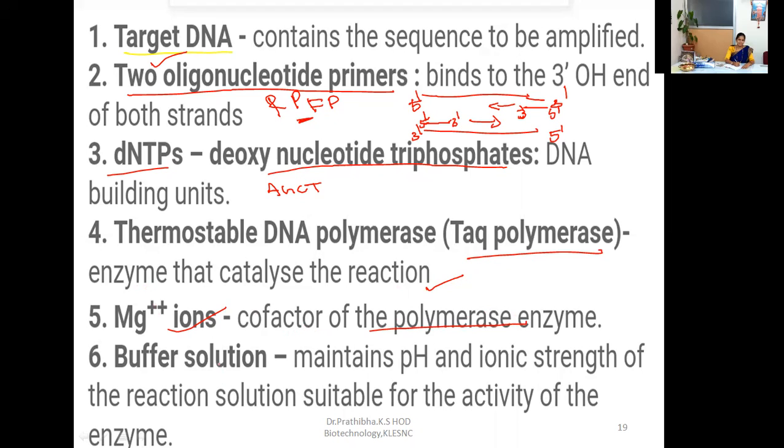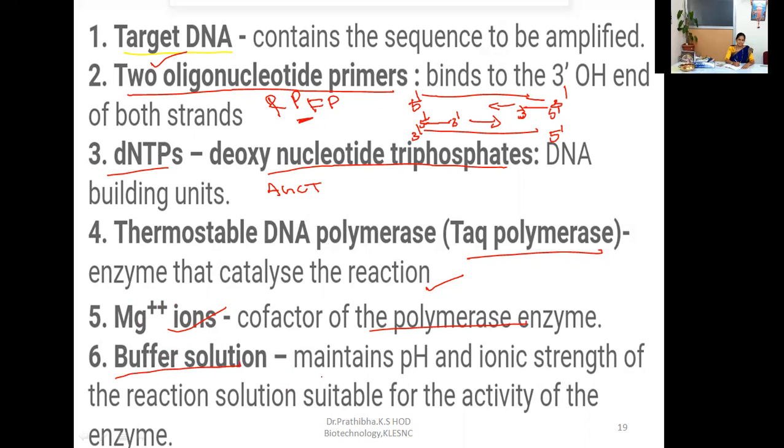Whereas in the in vivo condition, what happens? Everything is provided by the cell system. Whereas when you are doing this in vitro, that time you need to provide everything. So we need to provide the magnesium ions as a cofactor to the polymerase enzyme. Next one is the most important one, the buffer solution.